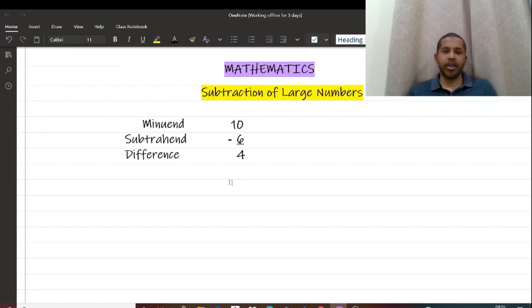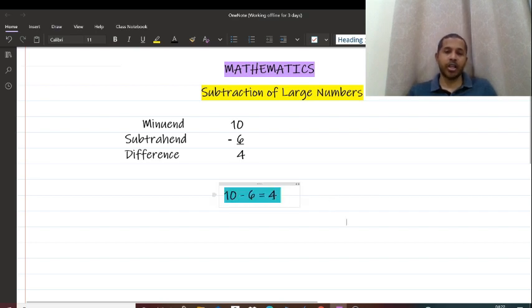The number from which we are subtracting is known as the minuend. That is why we selected 10 as the minuend. Now, what is the number to be subtracted? The number to be subtracted is known as the subtrahend. Then the final result after the subtraction is known as the difference.